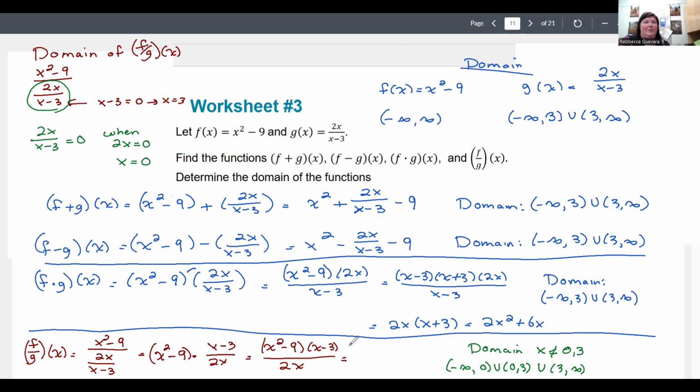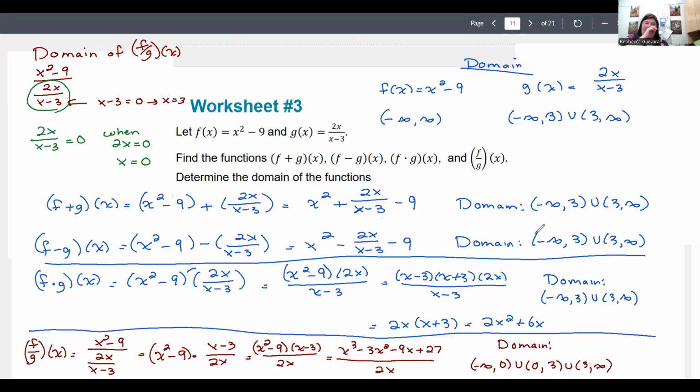Oops, popped up on my screen. If I expand this, I'm going to get x cubed, oops, minus. And let me do this and I'll bring it back here. Okay, sorry, I had to make a little room there to rewrite that. So what you end up getting is x cubed minus 3x squared minus 9x plus 27 over 2x.